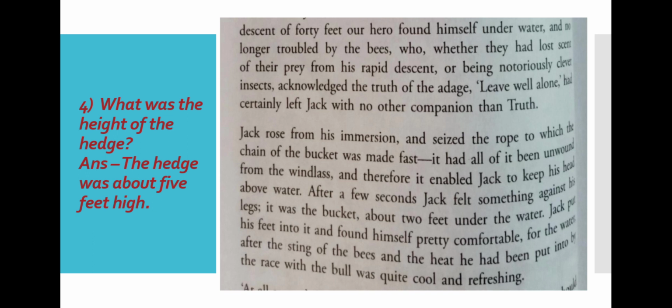Okay, Jack rose from the intrusion and seized the rope. What did Jack do? He caught the rope, to which the chain of the bucket was made fast. It had all of its bees unwound from the windlass, and therefore it enabled Jack to keep his head above water. Okay, now Jack kept his head above water.